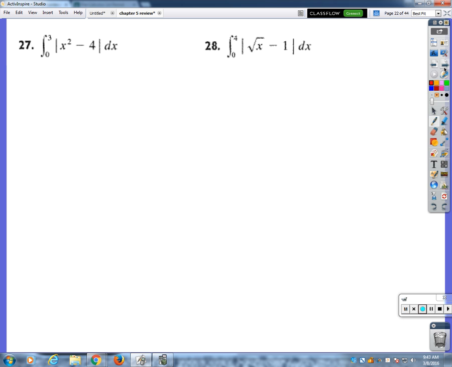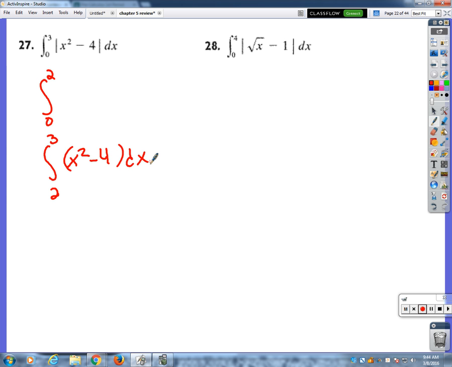You break this apart into where it's going to be positive and where it's going to be negative. So if you plug in 2 here, 2 squared is 4, and so that's where it's going to equal 0. So you're going to break this into 2 integrals. One is from 0 to 2, and the other one is from 2 to 3, because it's only going to 3. So then the question you have to ask yourself is, from 2 to 3, the absolute value does nothing, because it comes out to be positive anyway. So we're still going to do the regular x squared minus 4 dx.